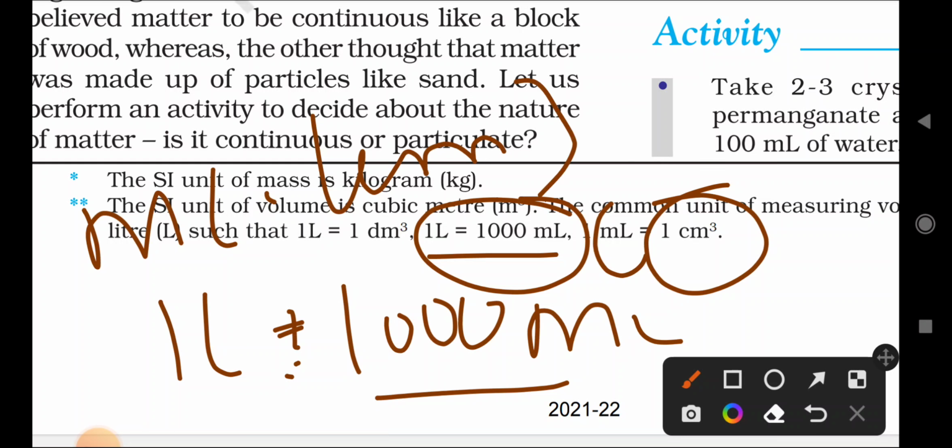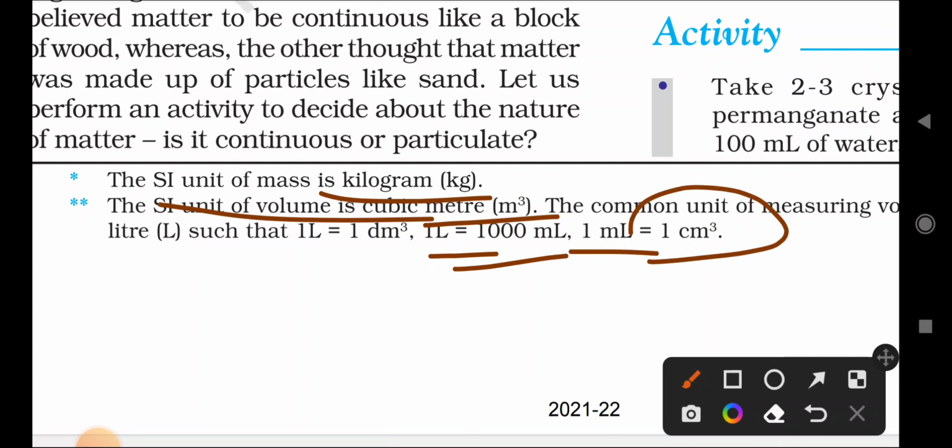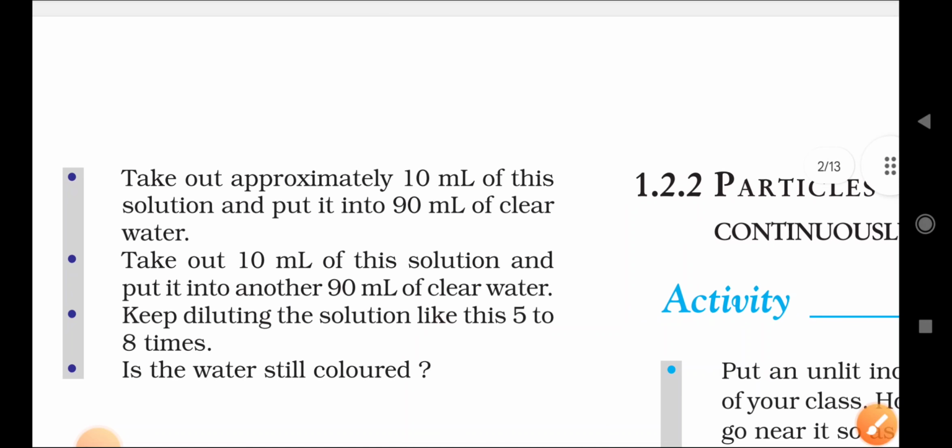Remember that. The SI unit of mass is kilogram, the SI unit of volume is cubic meter, 1 liter is equal to 1000 milliliter, and 1 milliliter is equal to 1 centimeter cube. Remember, these are the SI units. They will be useful in your higher education also.